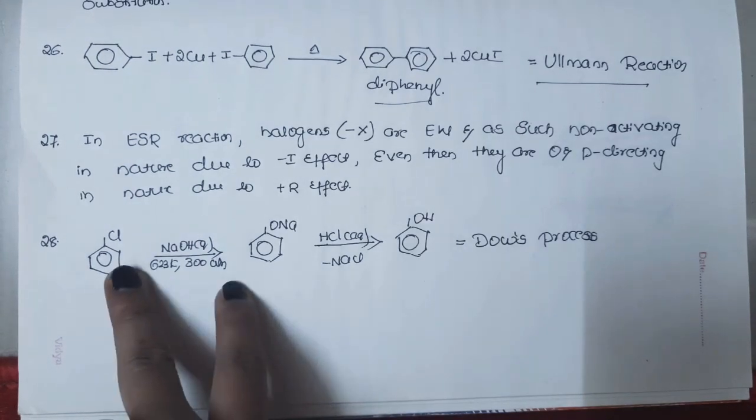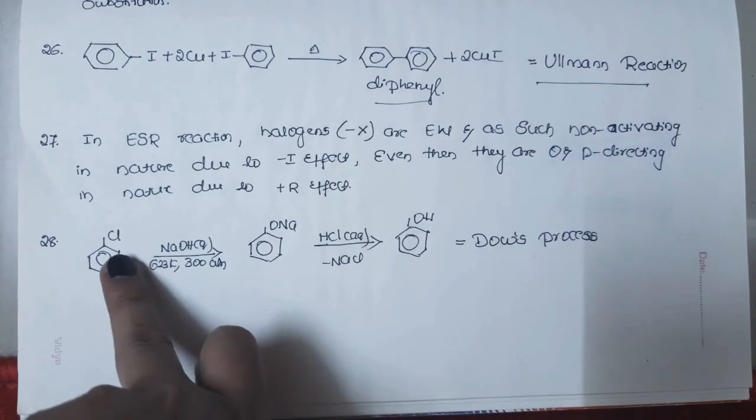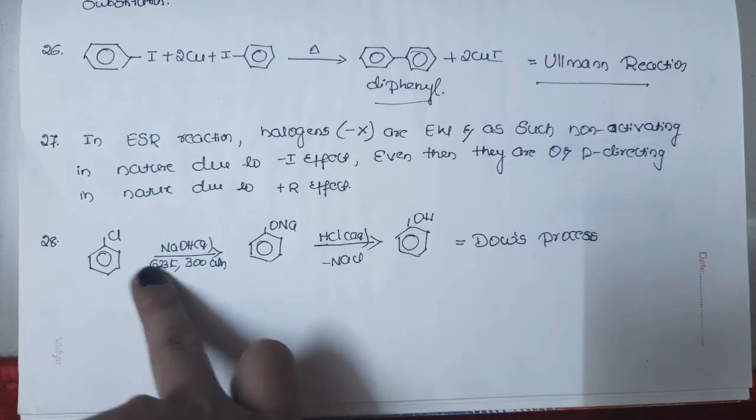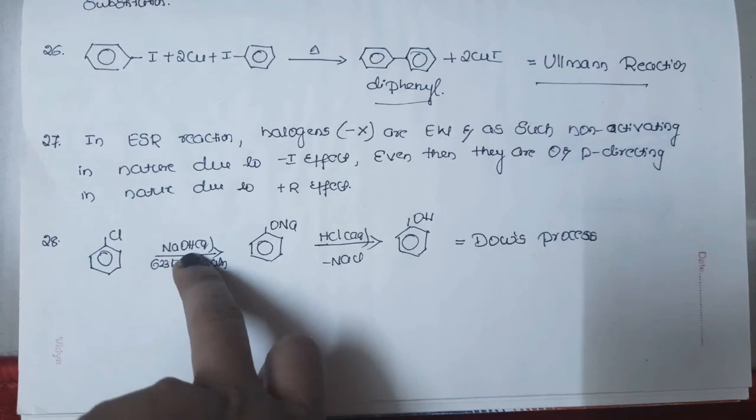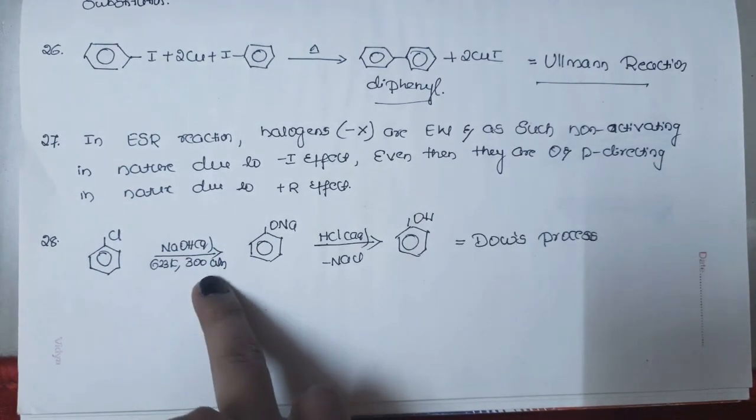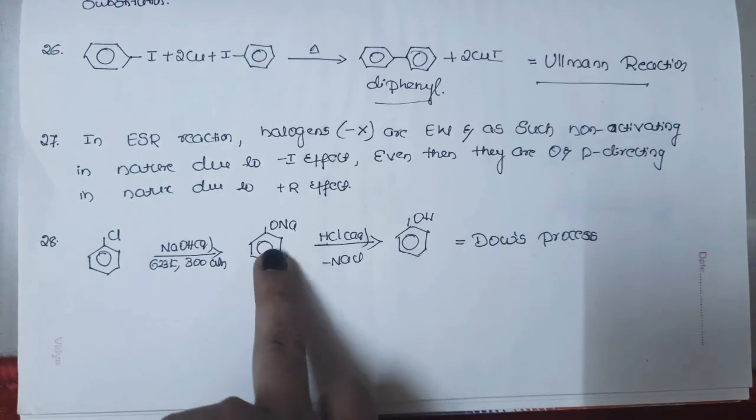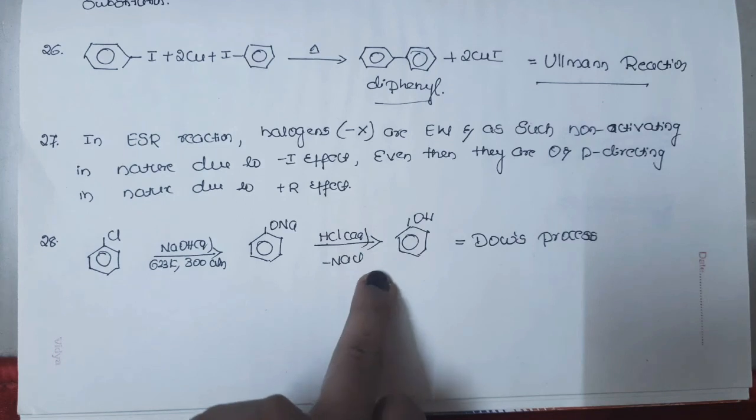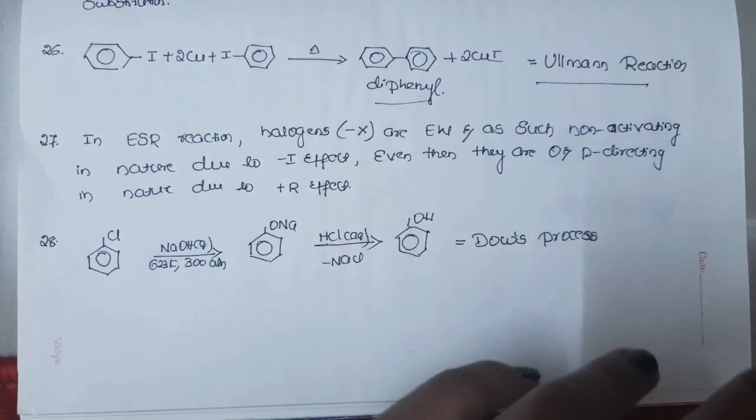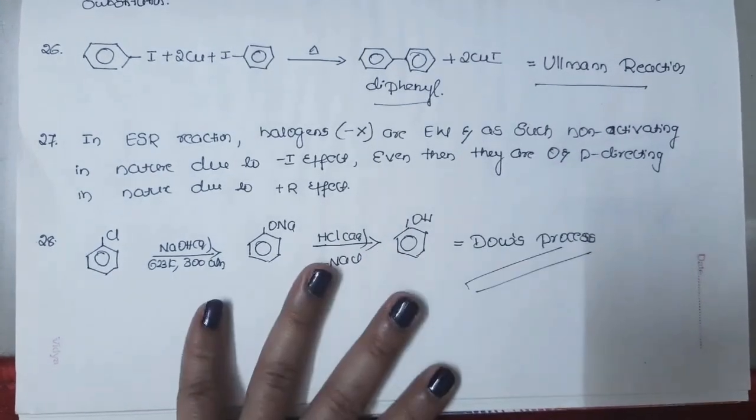Okay, now we have chlorobenzene from which I have to prepare phenol, for which it is difficult to break the C-Cl bond. So for that reason I'm going to treat with sodium hydroxide at 623 Kelvin and 300 atmosphere. That gives sodium phenate or sodium phenoxide, which upon treatment with HCl gives phenol. This process is called Dow's process. So many questions have appeared from this part. You have to concentrate on this.